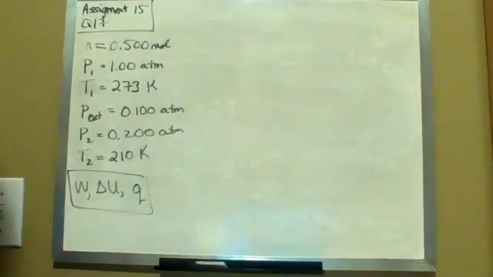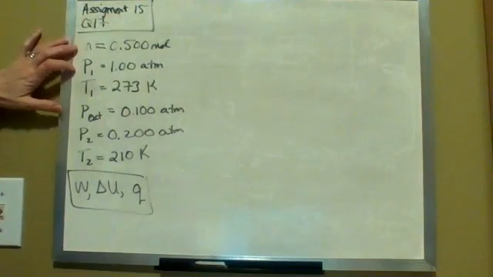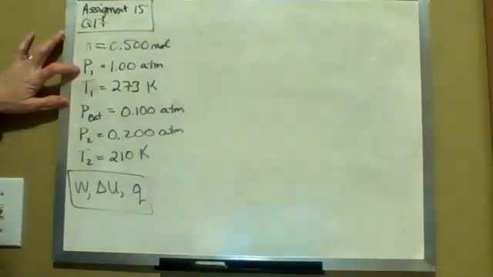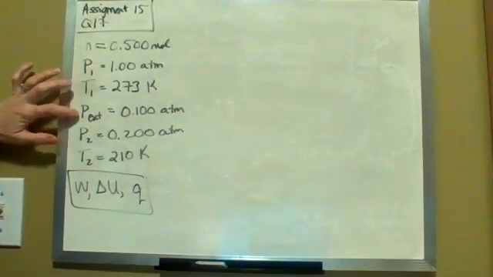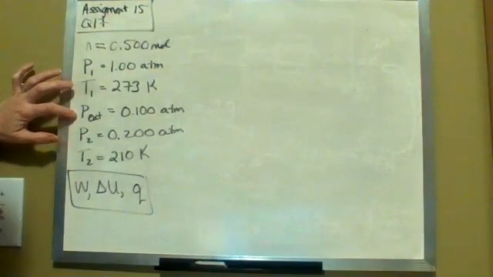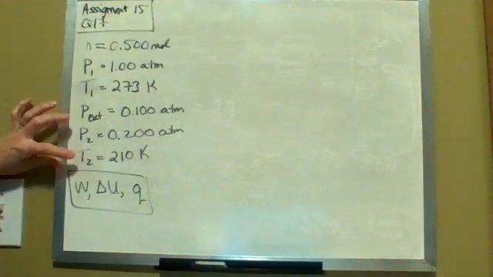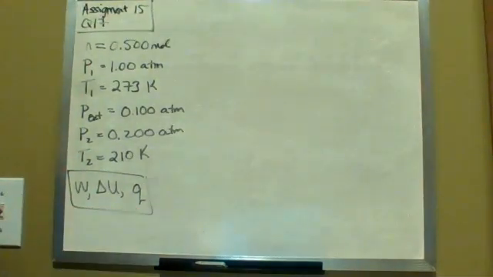Hello everyone, this is assignment 15, question 17. In this case, you have some neon gas, and I've pulled all of the important variables out of the question. So we have 0.5 moles. You're told you start at a pressure of 1 atmosphere and a temperature of 273, pushing against an external pressure of 0.1 atmosphere until you get to 0.2 atmospheres on the inside and a final temperature. And you want to find work, delta U, and heat.